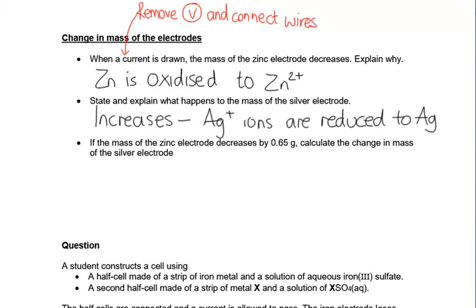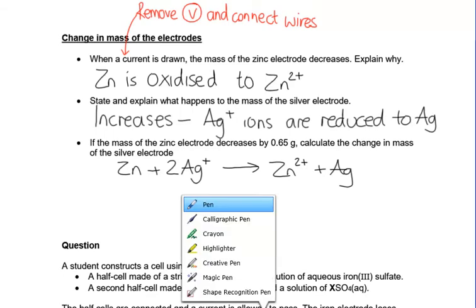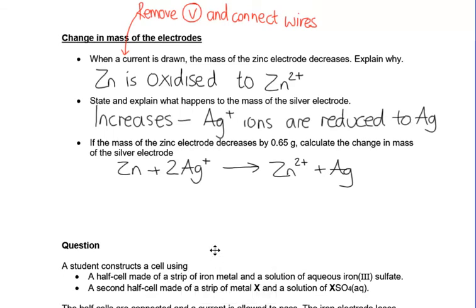So let's just rewrite the equation. Remember it was zinc plus 2Ag+ goes to Zn2+ plus 2Ag, and the question is, if the mass of zinc decreases by 0.65, so that's the change there, calculate the change in mass of the silver. And it helps if you've balanced your equation. There we go. So you've got a mass of zinc. So the first thing you could do is work out the moles of zinc. How could you do that? So moles is mass over Mr.